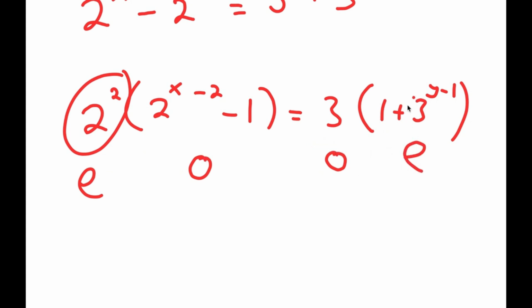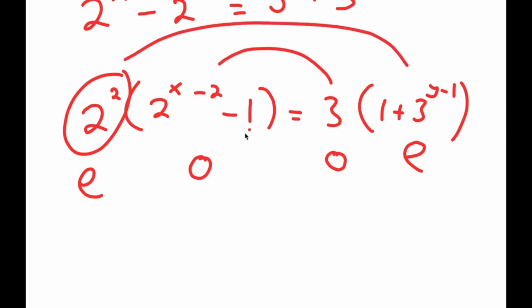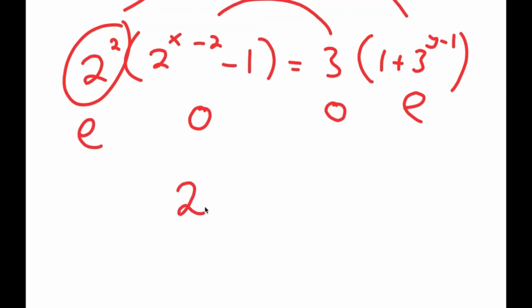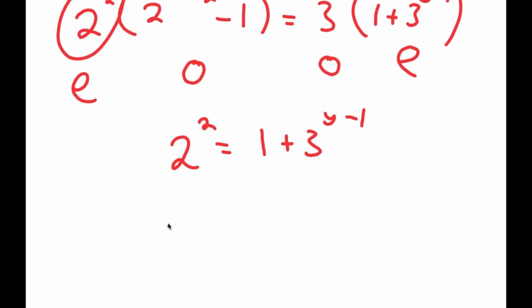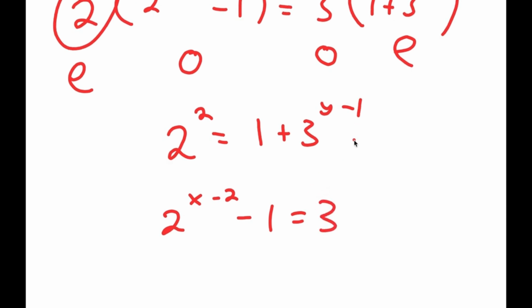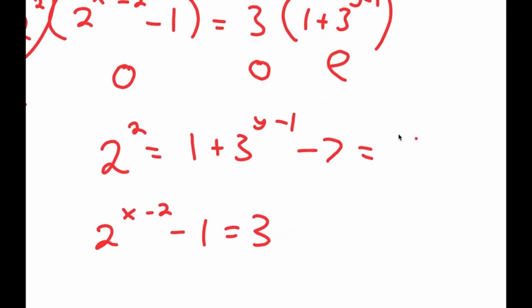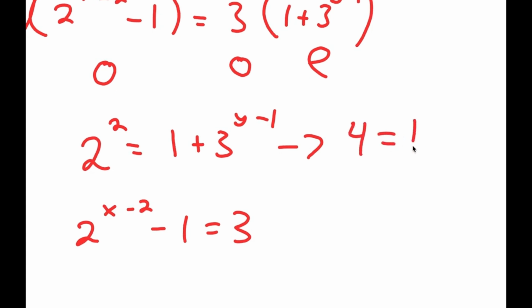Now, what I'm going to do is set the odd numbers equal to each other and then the even numbers equal to each other. So this gives me two equations. I get 2 squared is equal to 1 plus 3 to the power of y minus 1. And I also have 2 to the power of x minus 2 minus 1 is equal to 3. So let's first start with this equation. This is going to equal 4 is equal to 1 plus 3 to the power of y minus 1.